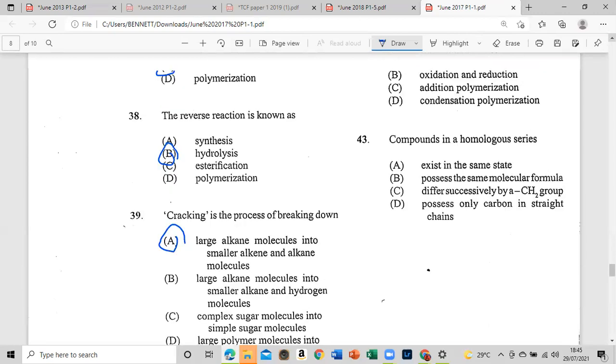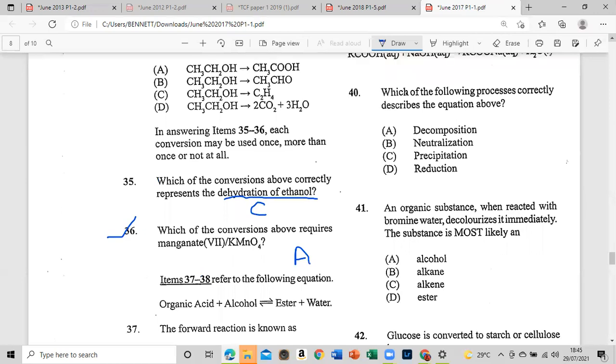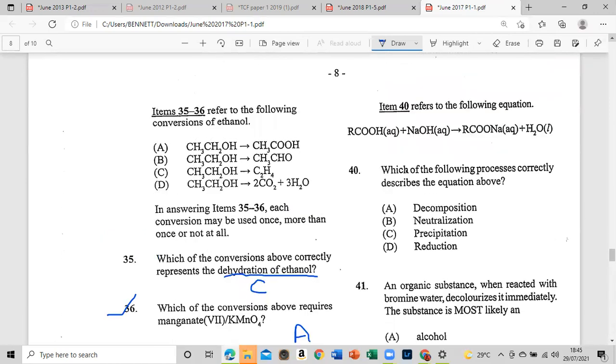Let's move on to 40. Which of the following processes correctly describes the equation above? The decomposition, neutralization, precipitation, or reduction. And that is neutralization.